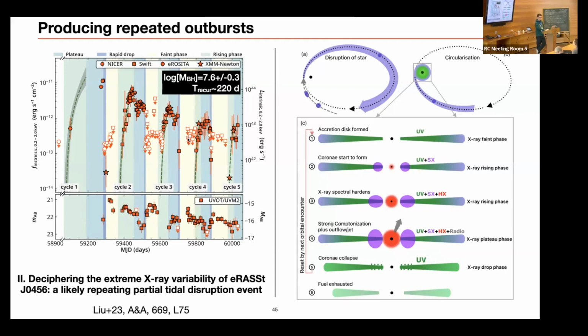What causes the corona to collapse? That's what we're not sure about. That's what I came here for.